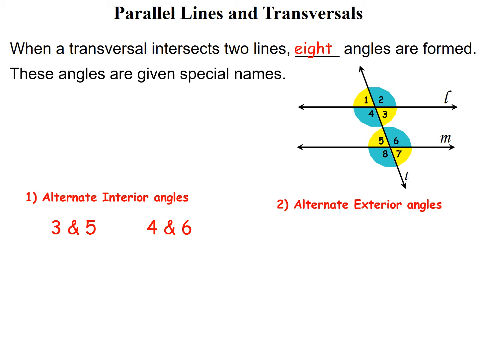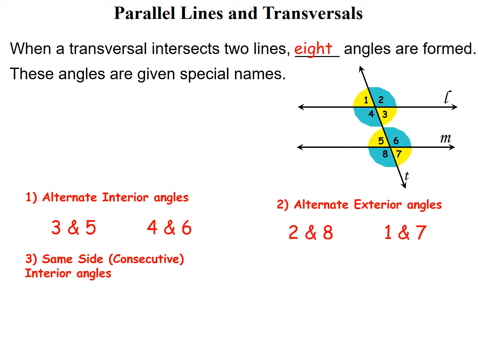The next special pair is alternate exterior angles. So same idea, except now they lie on the outside of those parallel lines, but they're still on opposite sides. So the angles that we're looking at from this picture are angle 1, 2, 8, and 7, because those are the 4 that lie on the outside of those parallel lines. So opposite ones would be 2 and 8, and 1 and 7. So 2 and 8 and 1 and 7. So those are those special alternate exterior angles.